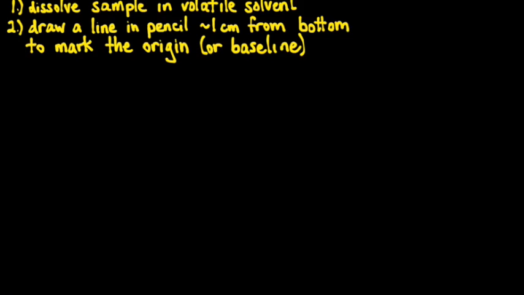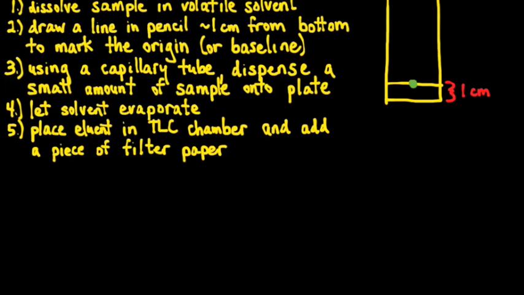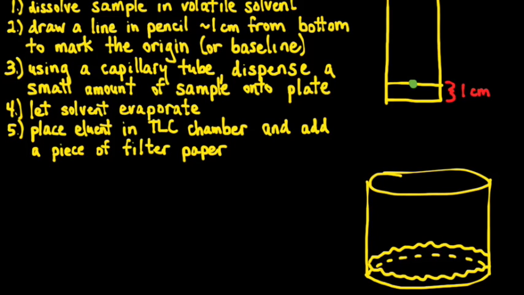Next, grab a TLC plate and draw a line in pencil approximately 1 centimeter from the bottom of the plate to mark the origin, also known as the baseline. Next, using a capillary tube, draw up and dispense a small amount of sample onto the plate and let it evaporate. Place your eluent in the TLC chamber and then stick a piece of filter paper onto the walls of the chamber to wick up the solvent. This will help to make sure that the vapor pressure is even throughout.